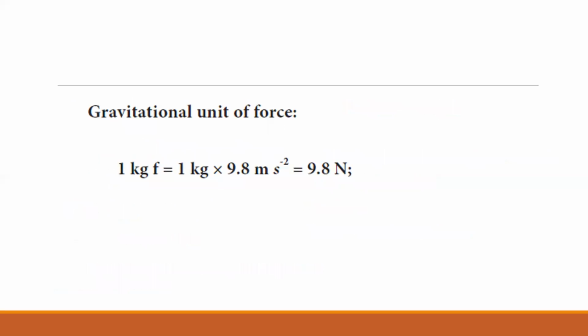Next, gravitational unit of force. You know what is meant by gravitation. On the first day itself, I told you that gravitational force is the force of the earth. That's why all the objects from the top fall down. It doesn't go in any other direction. And the value is 9.8 Newton.